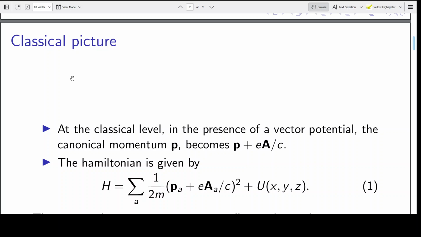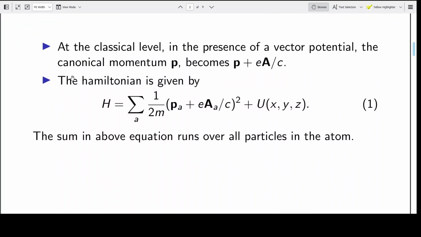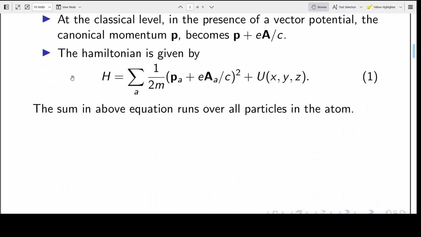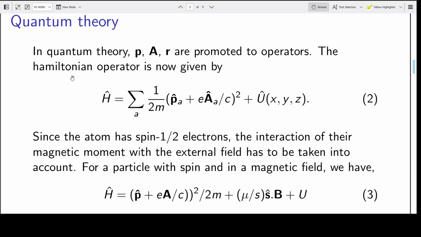The Hamiltonian is given by equation number 1. The sum in the above equation runs over all particles in the atom. In quantum theory, P, A, R are promoted to operators. The Hamiltonian operator is now given by H hat is equal to the sum over a of 1 over 2m times (P_a plus e A_a hat by c) whole square plus U hat. Since the atom has spin half electrons, the interaction of the magnetic moment with the external field has to be taken into account.